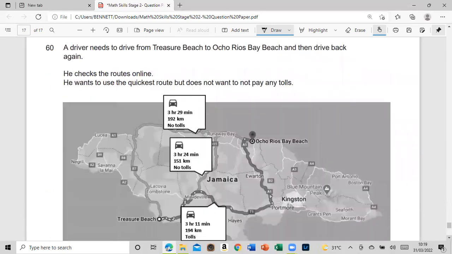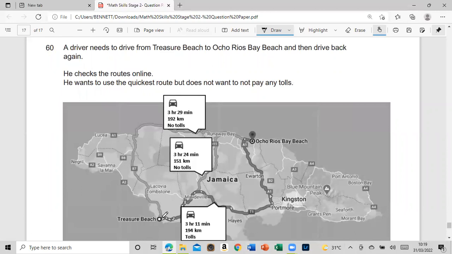Alright, so a driver needs to drive from Treasure Beach to Waterways Bay Beach and then drive back again. He checks the routes online. He wants to use the quickest route but does not want to pay any toll. How can I stress this? A driver needs to drive from Treasure Beach to Waterways.